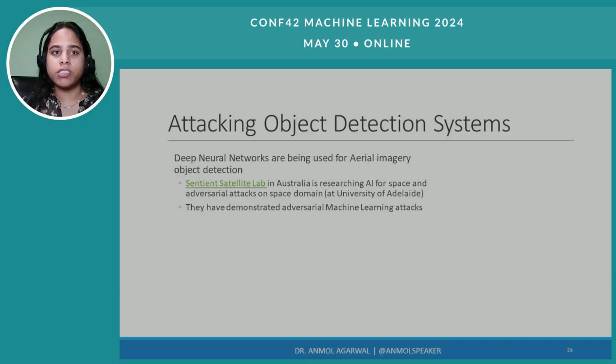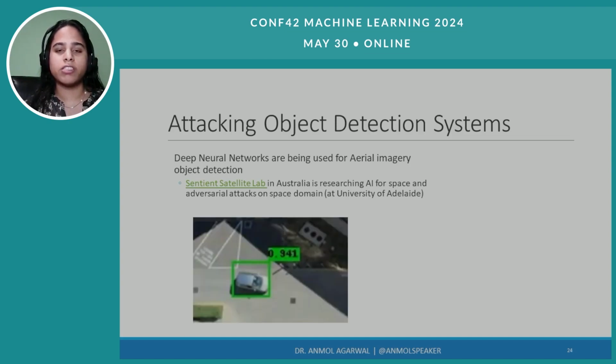And as we know, machine learning can apply to many different domains. And this kind of attack has also occurred in the space domain. So deep neural networks are actually being used in space for aerial imagery object detection. And there's a research lab in an Australian university called the Sentient Satellite Lab. And they're basically using and seeing how AI can be attacked in space. And now let's look at one experiment that they ran.